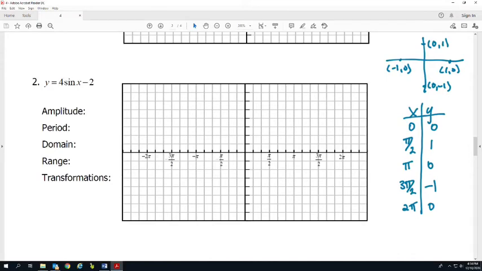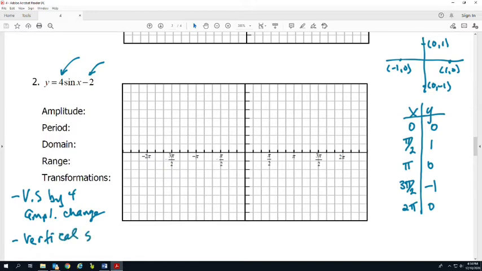Okay, on this next one, we're finally doing a sine graph, and I've drawn my unit circle for the quadrantals, and I've made a table for each of those values. Notice right here, this 4 tells me I've changed my amplitude, and this is technically going to also change my range because it's a shift up or down. So my transformations are a vertical stretch by 4, which means that's an amplitude change. And then I've also got a vertical shift down 2.